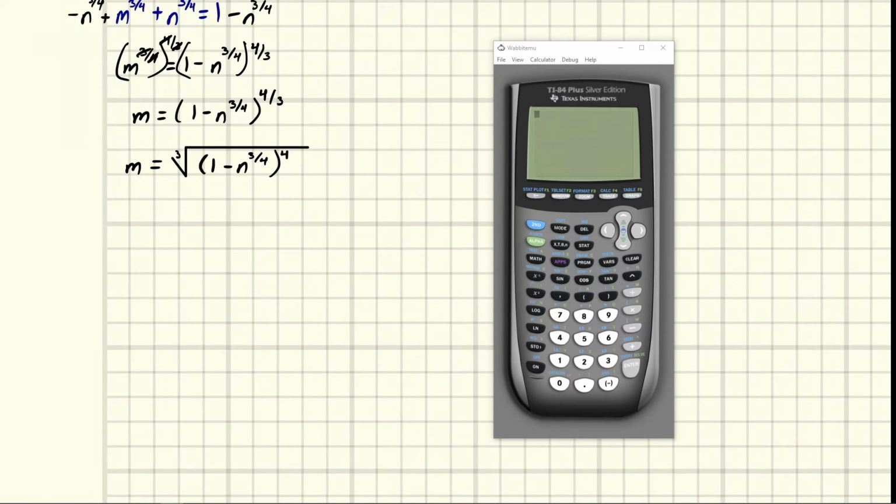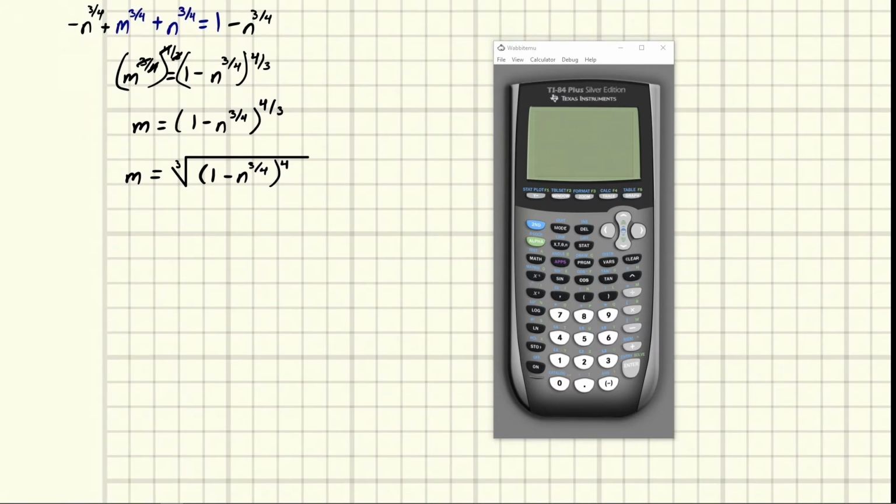In fact, we could go a step further. This would be my answer for the record. This is what I would write down on my paper. But all of these other ways are equivalent ways of writing it. You could also write it like this. You could write m equals cubed root, and we could do it twice. So we'd have 1 minus another cubed root of n to the 3rd power. And this whole thing is raised to the 4th power.